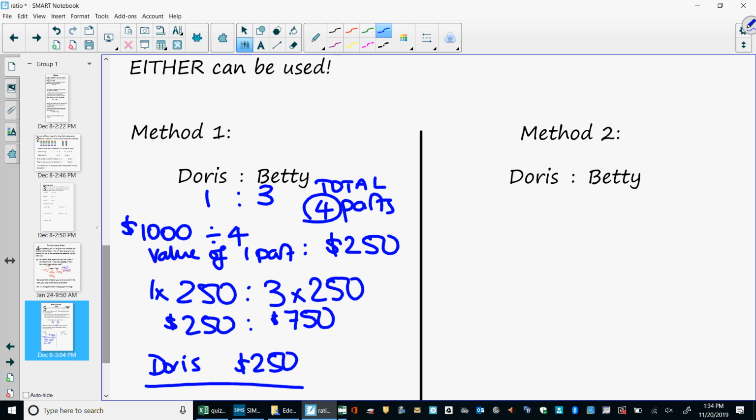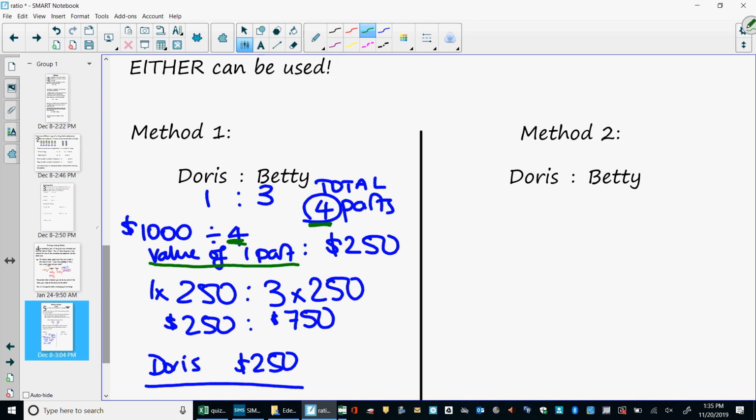Are you confused about how they got 750? Which part? So here, there is 1 part, 3 parts, yes? That makes a total of 4 parts. 1 plus 3 is 4. We're trying to split $1,000. So we did 1,000 divided by 4, because that was the same number as the total parts. And that gave us $250. So that tells us the value of 1 part.